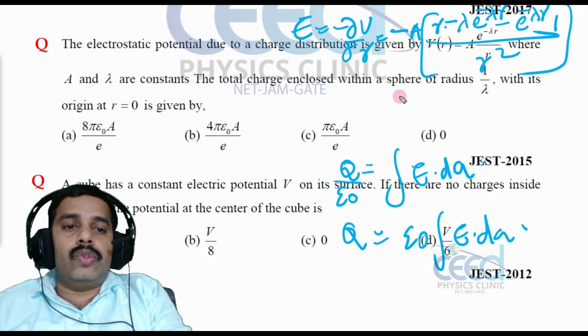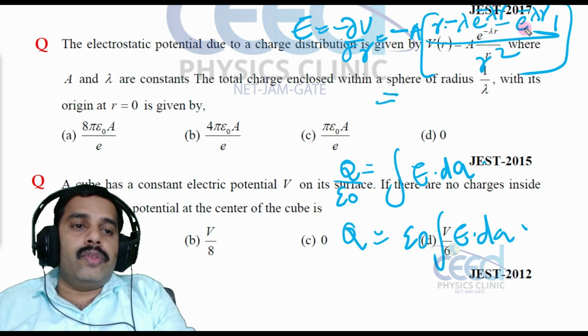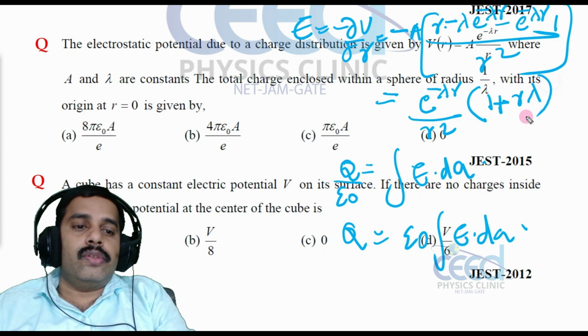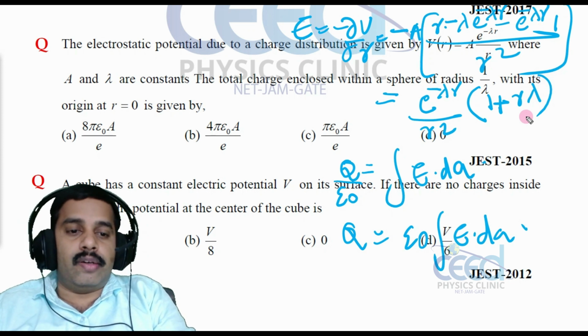Alright. So what will be the result? Let me take this e raised to minus lambda r out. This is minus minus plus, and this term will be plus, right? So e raised to minus lambda r by r square into 1 plus r lambda, right? So this will be the expression for the electric field.